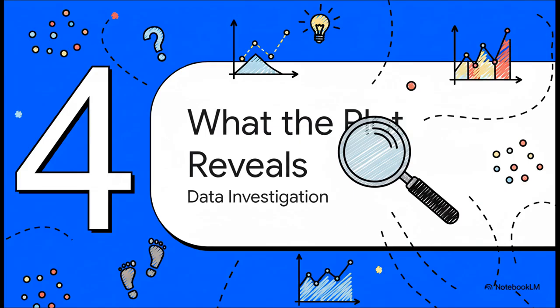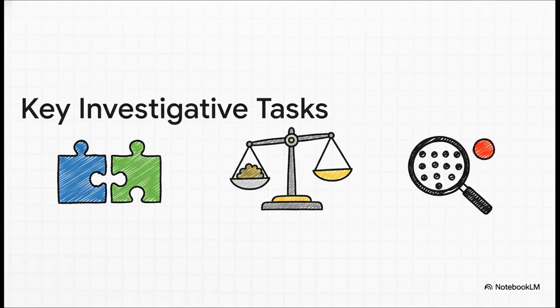Okay, the plot is built. Now for the fun part, the payoff. What clues can our data detective actually dig up? What is this chart really telling us? The Bland-Altman plot helps us crack the case in three major ways. It lets us see the overall agreement at a glance, it helps us spot any hidden systematic bias, and it points a giant flashing arrow at any suspicious outliers.